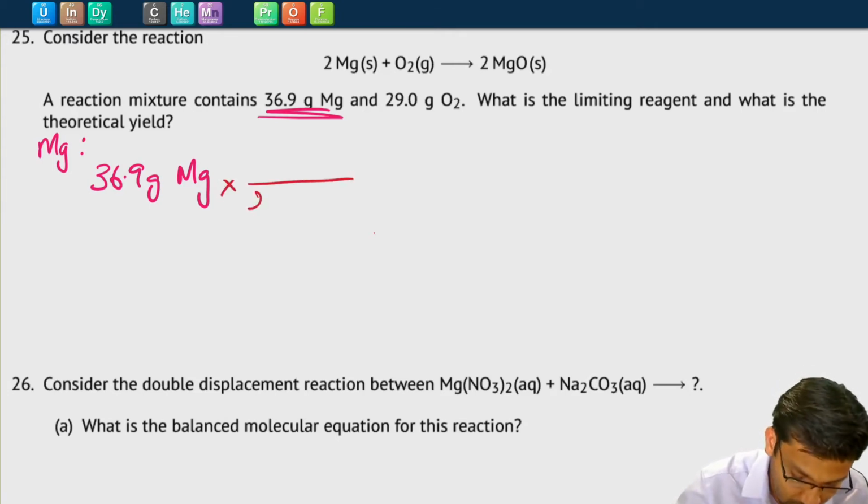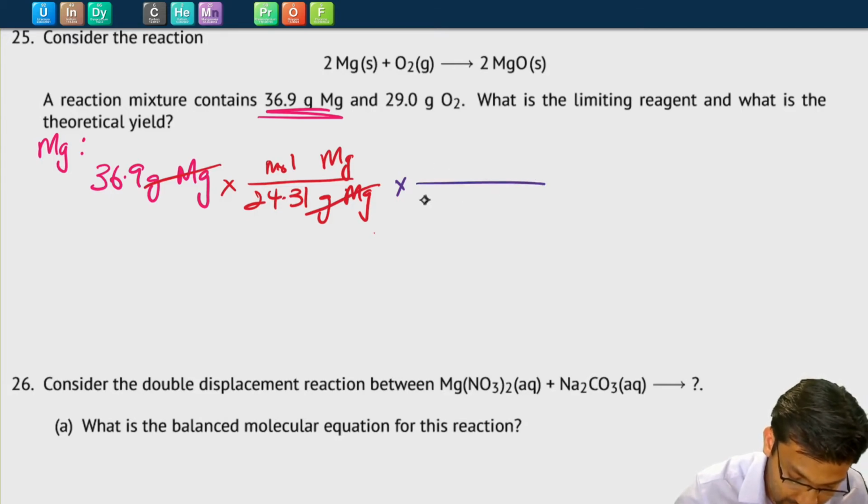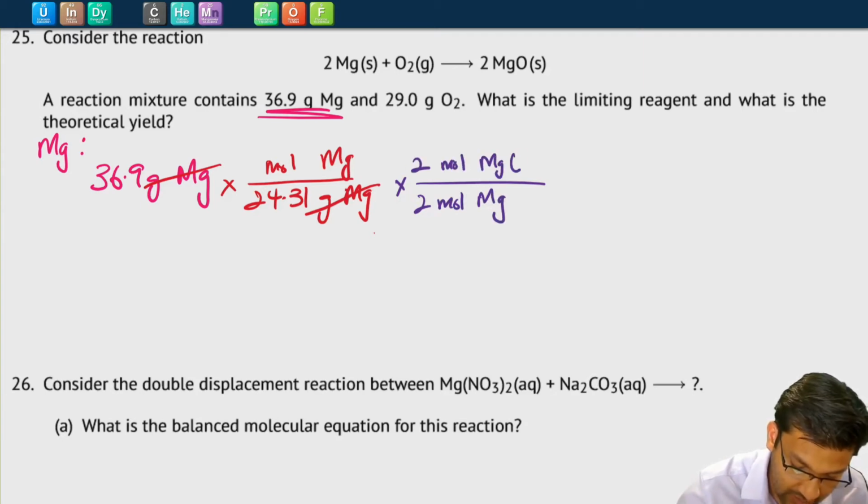So for magnesium, we have 36.9 grams of magnesium. To convert to number of moles, we use the molar mass of magnesium, which, if you look at our periodic table, is 24.31 grams of magnesium per mole of magnesium. So grams of magnesium cancel out. Now we're going to use our mole ratio to convert from moles of magnesium to moles of magnesium oxide. And we see that for every 2 moles of magnesium, we have 2 moles of magnesium oxide.